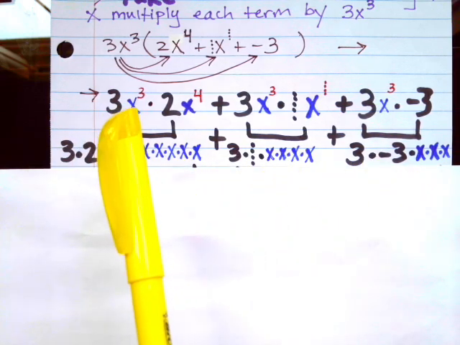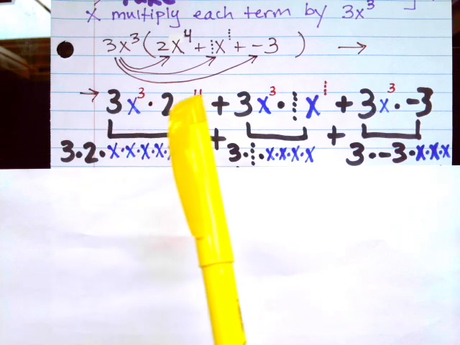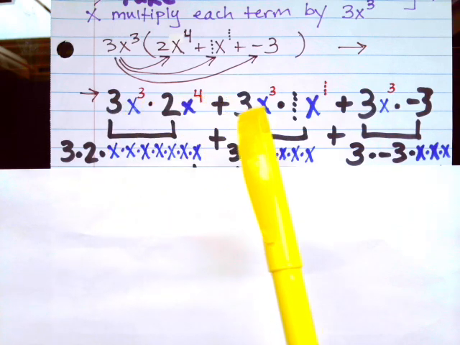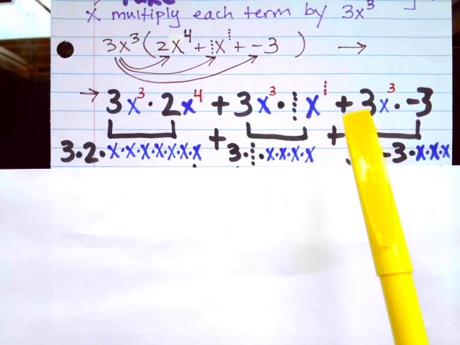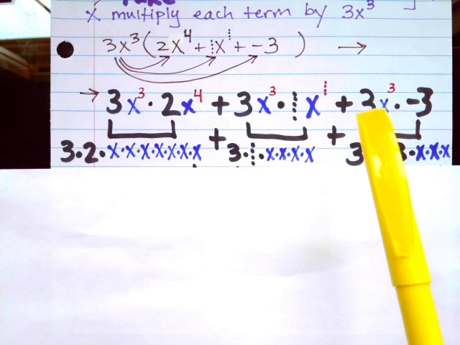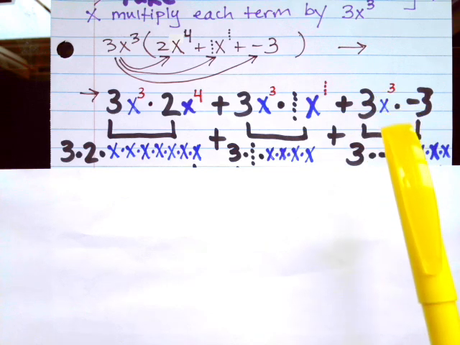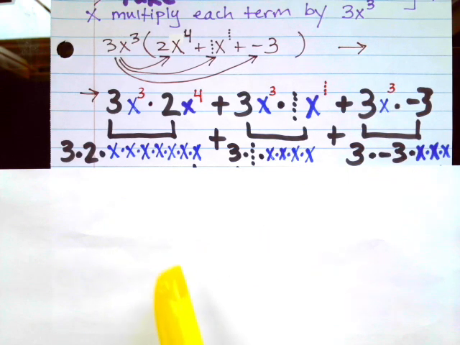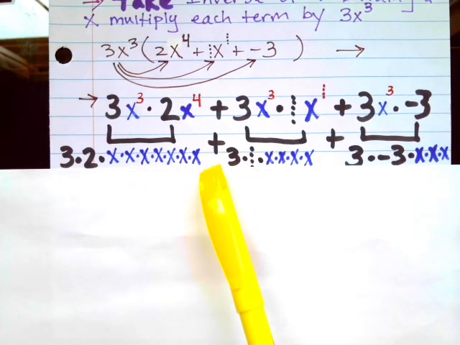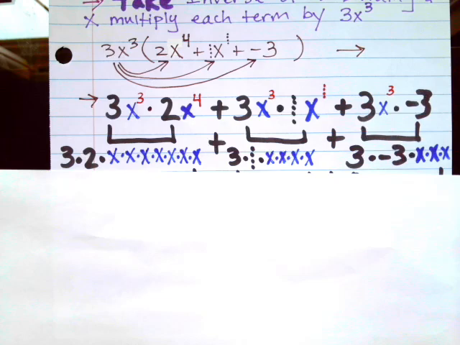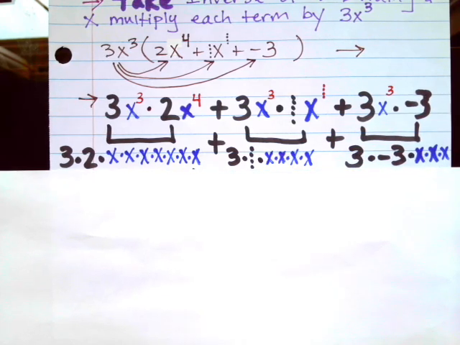Now, you could have gone 3 times 2 is 6, x to the 4 plus 3 is 7th power, plus 3 times 1 is 3, x to the 4th power, plus 3 times a negative 3 is a negative 9x to the 3rd power. You absolutely could. But for some folks, it's easier to see in expanded form. And that's what I'm doing here. I want to show you expanded form.